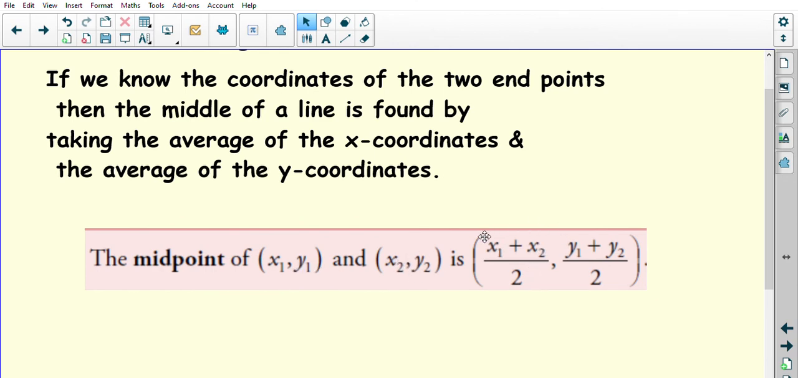you add your two x coordinates up and then finding the average, so you have to divide it by 2, and then we same thing for the y coordinate. We add the two y coordinates up and divide it by 2, and again you'll see it's very important to label your coordinates x1, y1, x2, y2. Right, so that is the formula for the midpoint. Let's look at an example.